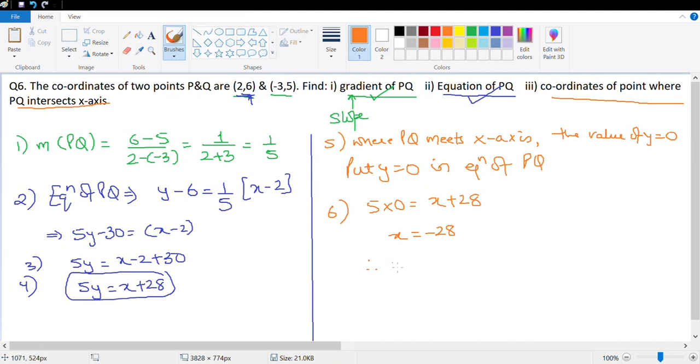Therefore, the coordinates of the point are negative 28 comma 0. So the point where the line PQ would meet the x-axis is basically negative 28 comma 0. Let's look at the next question.